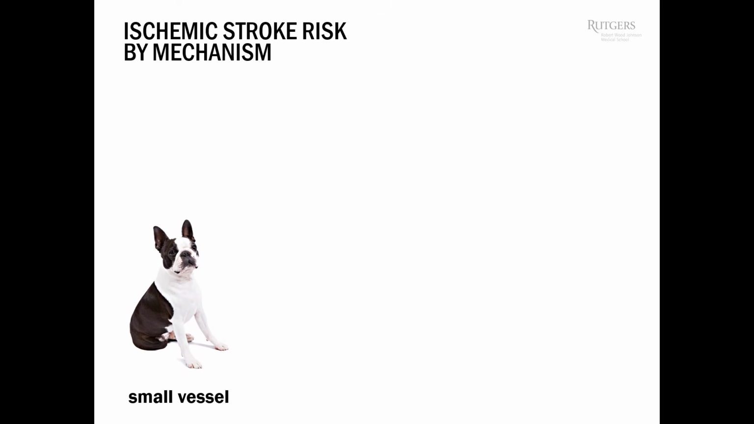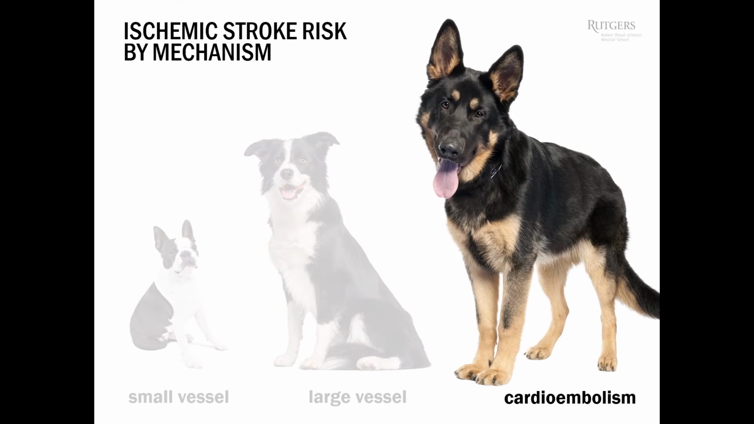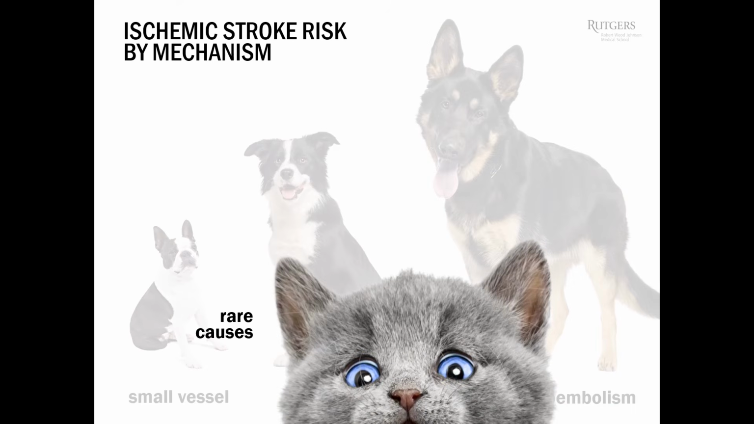Small vessel disease is like a small French bulldog, conferring a stroke risk of several % per year. Large vessel disease, well, here we're looking at a medium-sized border collie, 3 to 6% risk per year. Cardioembolic stroke is like a large German shepherd, stroke risk of up to 15% per year. And rare causes are kind of unpredictable, just like this kitten. Sometimes they have a low risk of stroke of less than 1%, and sometimes they can increase the risk of stroke tenfold. Depends on the cause.